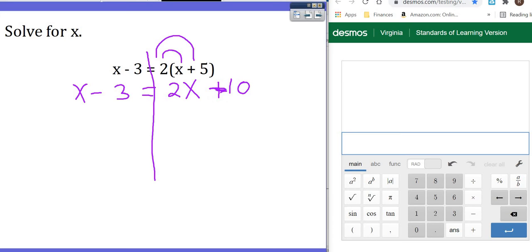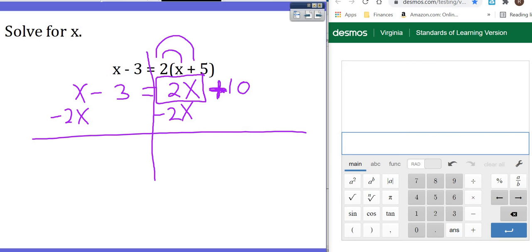Please use Desmos. I'm not using it, but I should be, so I'll correct myself. Now, we've got an x on both sides of the equal sign, so we're going to put this one in a box, and we are going to subtract it from each side. Now, when that x is there, that means it's a 1x. So if I have a 1 minus 2, I'm going to end up with negative 1x. Bring down my negative 3 equals 10.